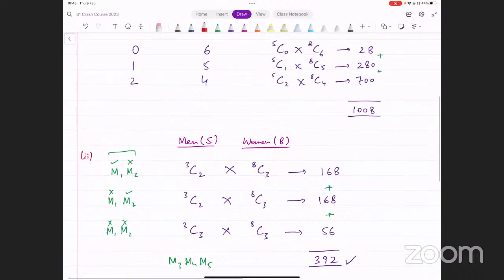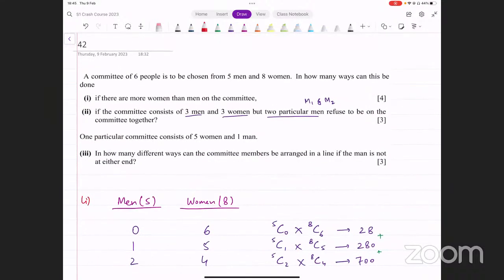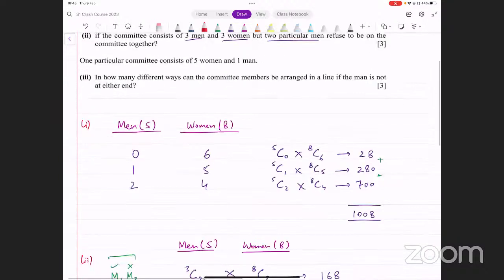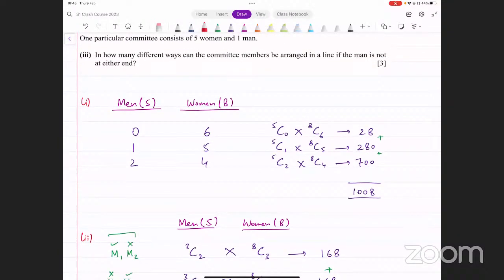All right, let's have a look at the next part. Now it says one particular committee consists of 5 women and 1 man. So now the committee is chosen. We know there are 5 women and 1 man. In how many different ways can the committee members be arranged in a line if the man is not at either end?